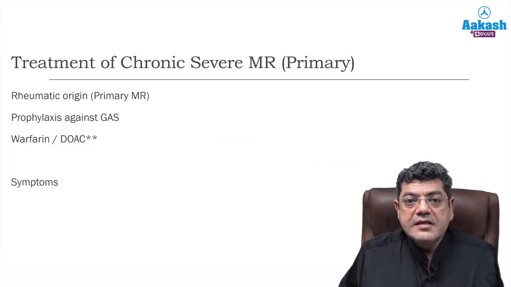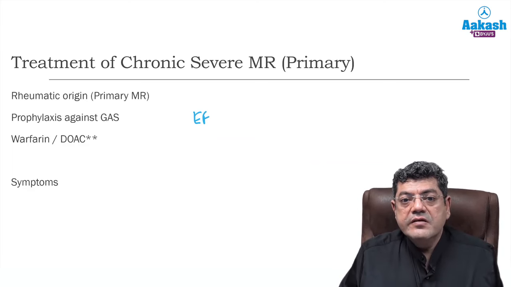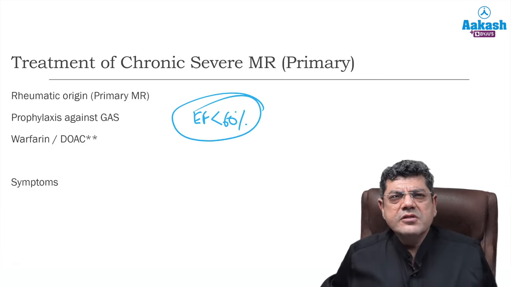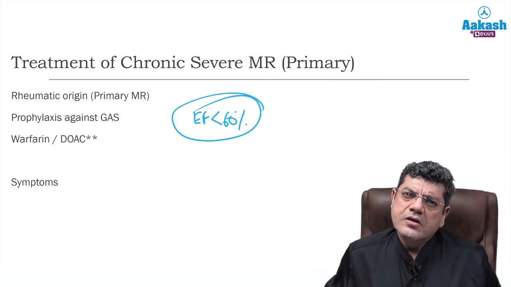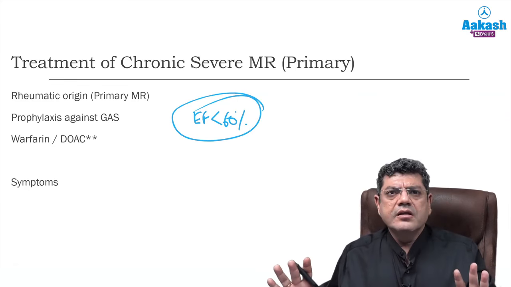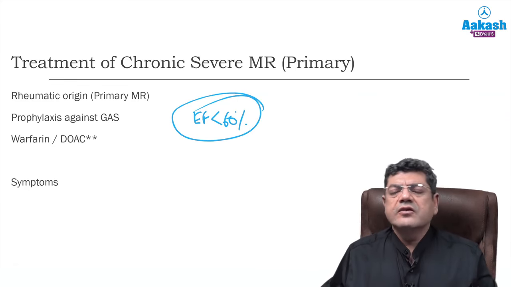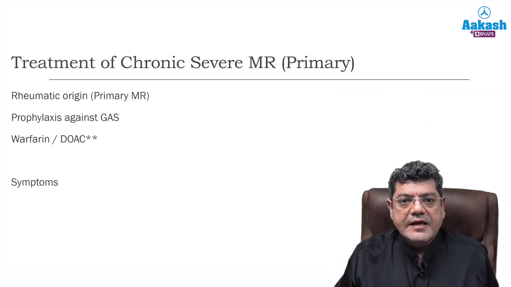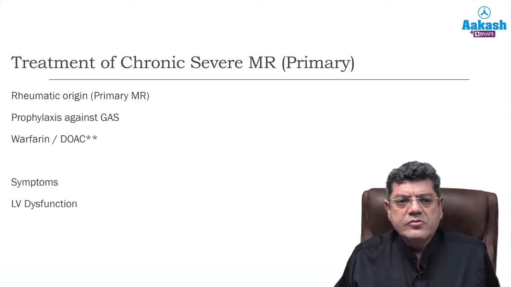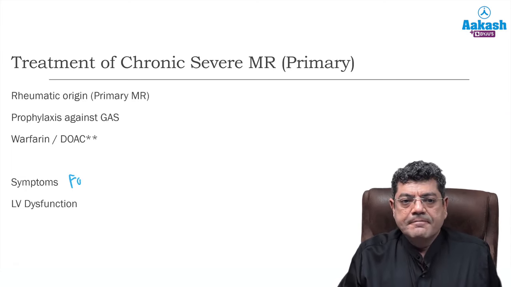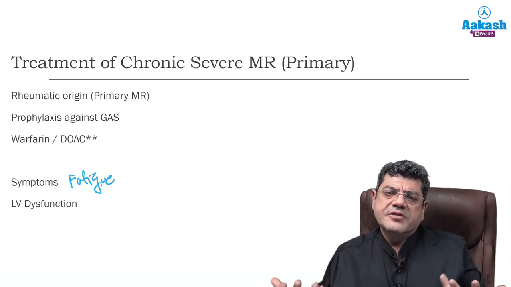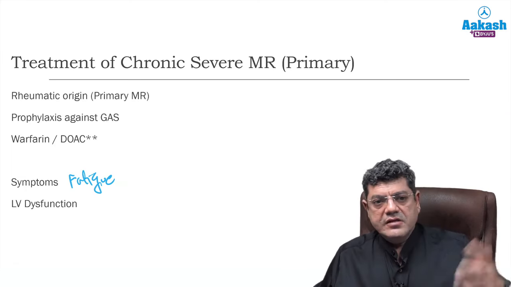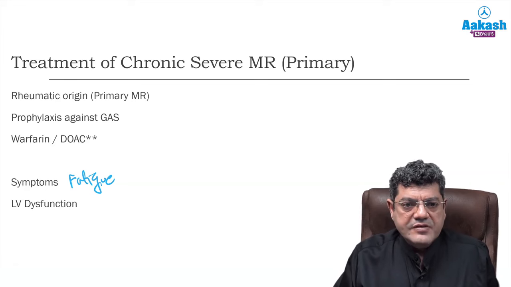So, that means that when the EF is even mildly reduced, and the EF is below 60% in patients with chronic severe MR, they have significant left ventricular dysfunction, right? Okay, important fact to remember once again. So, symptoms will be fatigue. Initially, they will come with fatigue. Eventually, when EF develops, then of course palpitations and dyspnea, cough sometimes.